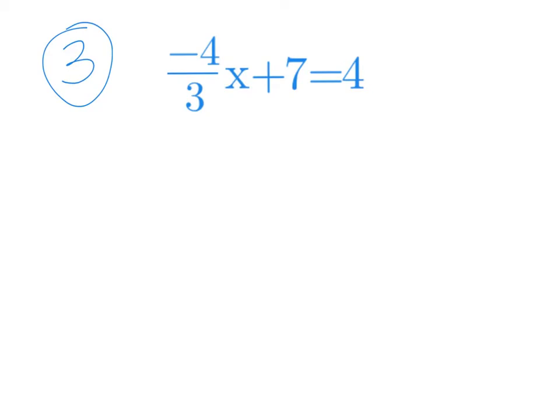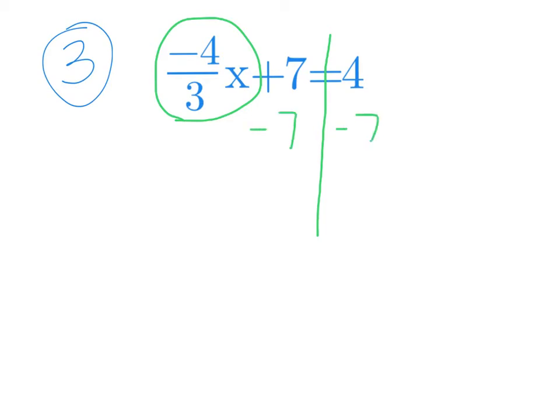My third problem here, same type of problem. A fraction times x, so negative 4/3 times x plus 7 equals 4. Once again, here's my variable term, so I deal with that last. I must subtract 7 to start. So we get negative 4/3 x equals 4 minus 7 is negative 3.